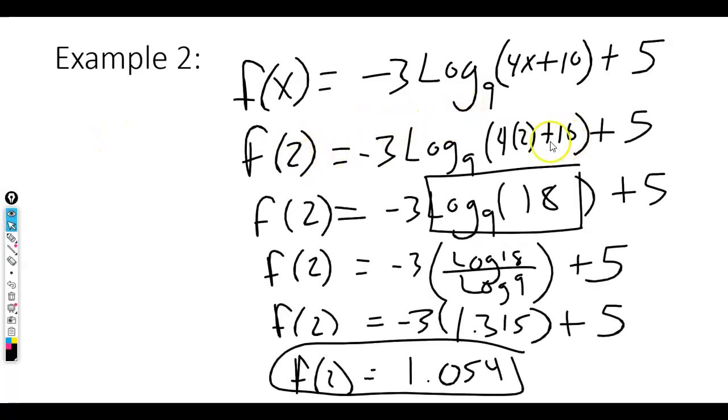So f of 2, we plug 2 in first. 4 times 2 plus 10 is 18. Log base 9 of 18 has to be figured using the change of base formula, which on our calculator we can find to be 1.315. Multiply that by the negative 3 and add 5 to get your final answer of 1.054.